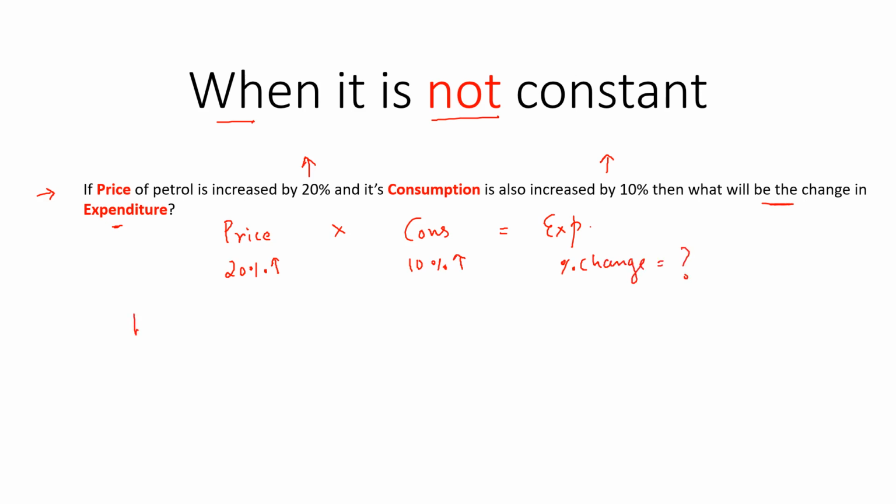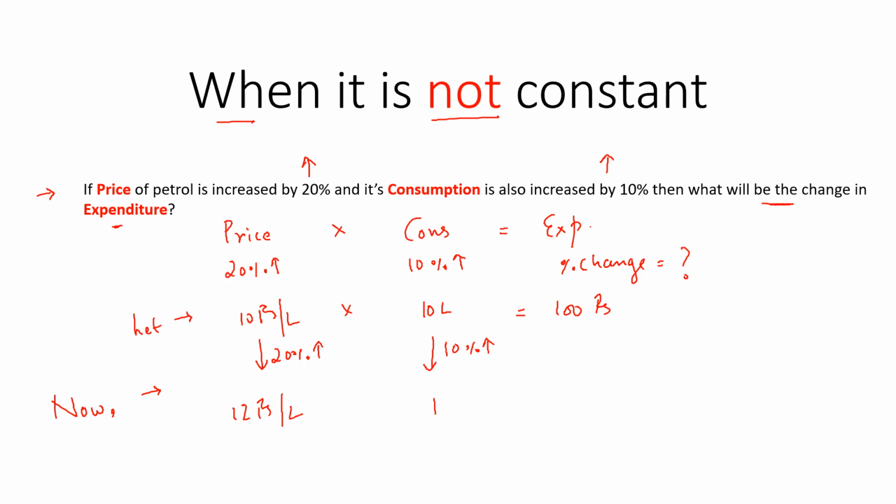So let us assume that price is 10 rupees per liter. Okay, and we are consuming 10 liters. So our expenditure would be 100 rupees. Now apply the conditions of the problem. Price has been increased by 20%. So our new price will be 12 rupees per liter. And our consumption has to be increased by 10%, that is 11.